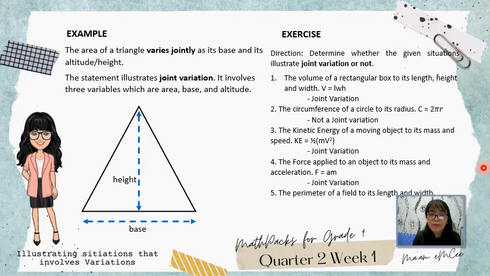And then lastly, we have the perimeter of a field to its length and width. So perimeter is equal to 2 length plus 2 width. So although we have three variables involved, there is no common ratio for this, because the formula isn't multiplication but rather an addition. So there is no common ratio for this one. So that means to say this situation does not illustrate a joint variation.